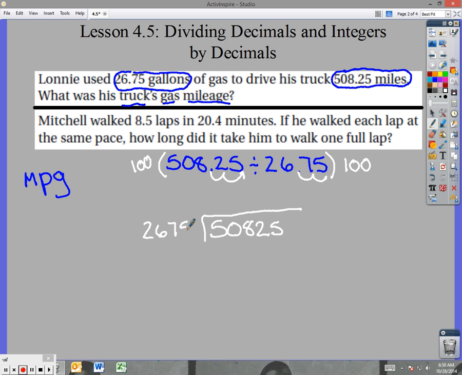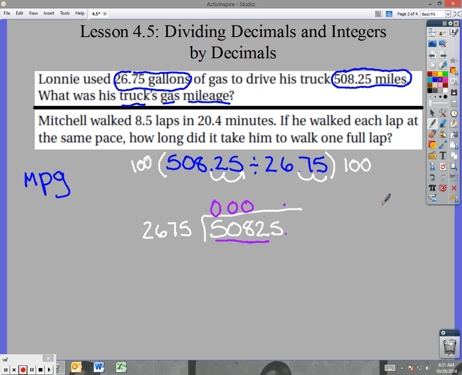Now, some of us might be frightened by these big numbers. Nothing to be worried about. We can divide, we can multiply. We should be able to handle this problem. Taking a look at this, and there's a decimal here in the dividend, so I'll put it there. I'll transfer it up in my quotient. Okay, I know that 2,675 does not go into 5. It does not go into 50. Let's try 508. No, because 2,675 is bigger. But let's try 5,082. Well, it definitely goes into that. But how many times? Well, I know once would just be 2,675.